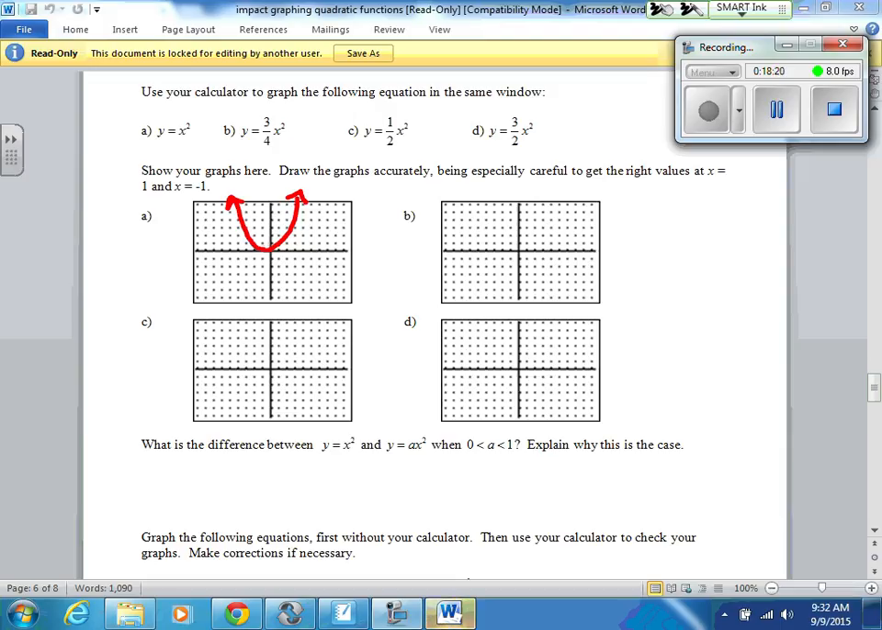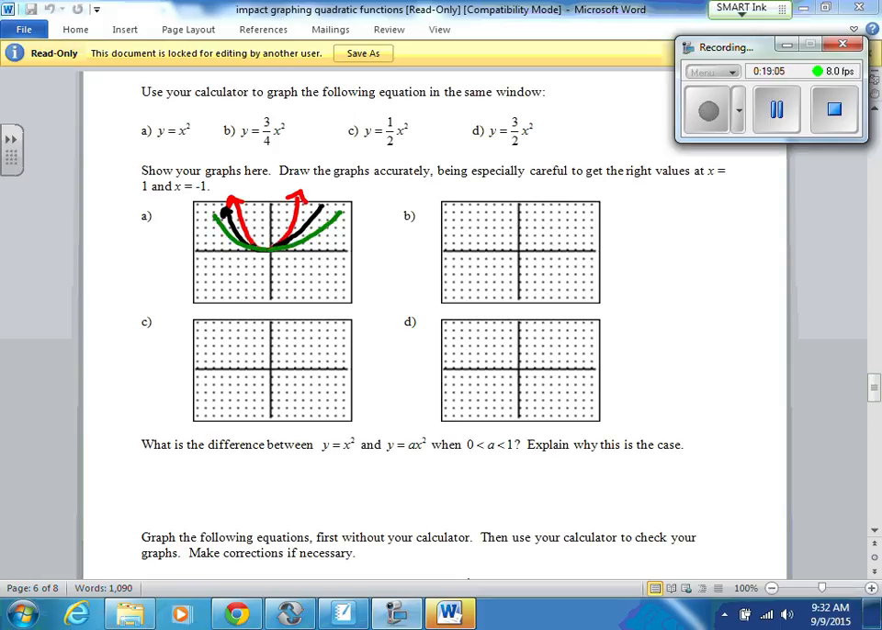It's wider, okay? Because what should be at 1, 1 is actually going to be at 1 and only go up 3/4, right? And what should be at 2, 4 is actually going to be at 2, 3. So it's going to open up a little bit wider. What about y equals 1/2 x squared? It's even more wide, because what should be at 1, 1 is now at 1, 1/2. What should be at 2, 4 is now at 2, 2. So it would be even more wide out here, right?